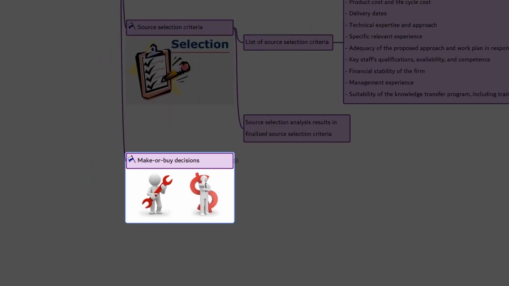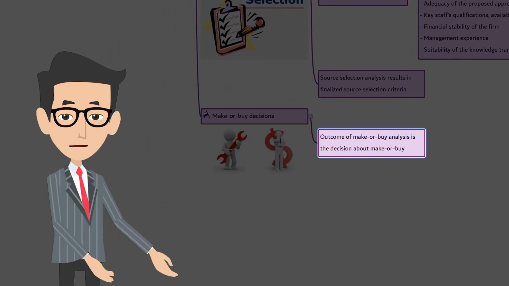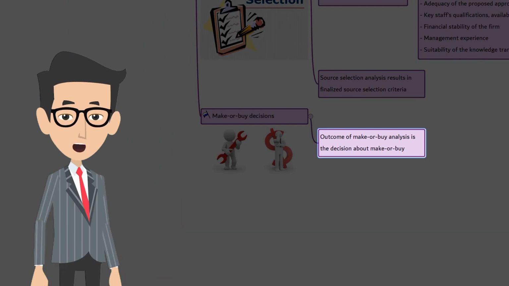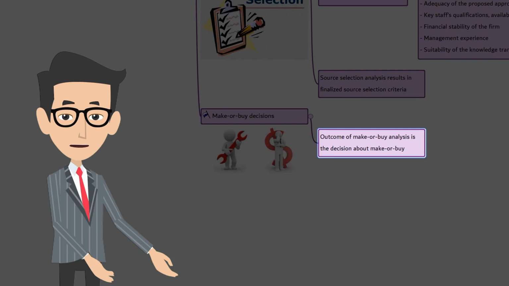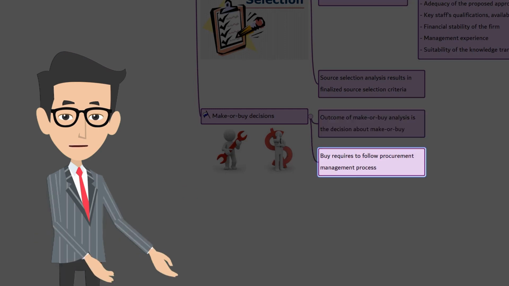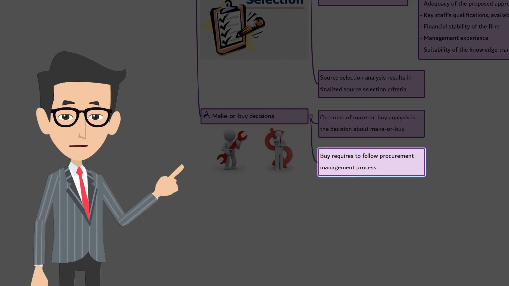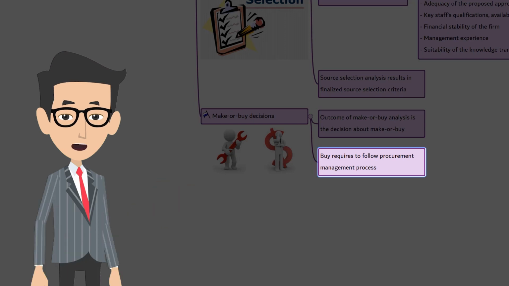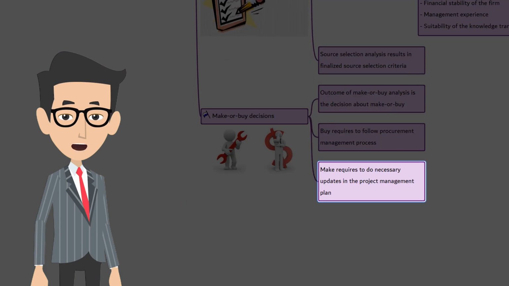The sixth output is make or buy decision. The output of a make or buy decision analysis is the decision whether a particular work can best be accomplished by the project team or needs to be purchased from an outside organization. Any decision to buy will require the team to follow the procurement management process to obtain needed products, equipment, or services. The make decision may necessitate changes to other parts of the project management plan.